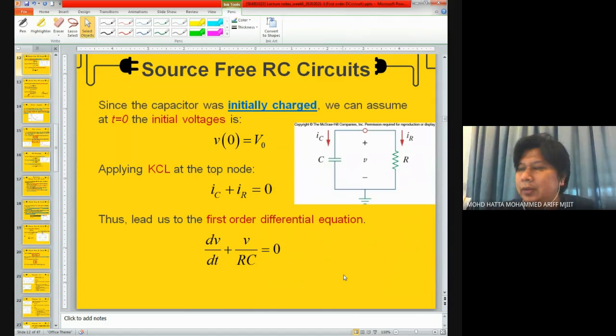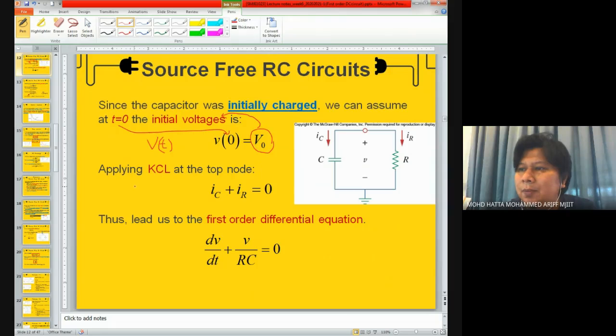Okay, now we try to analyze the circuit. If we have this kind of circuit arrangement, since the capacitor was initially charged, we can assume at t equals 0, the initial voltage is V0. So what happened over here, we substitute t as 0. V of t at t equals 0 is the initial voltage mentioned over here. This is the initial voltage.